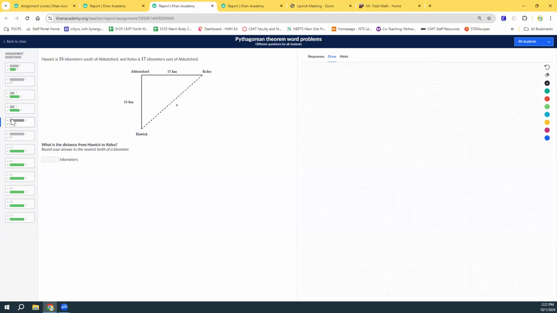Hawick is 15 kilometers south of Abbotsford, and Kelso is 17 kilometers east of Abbotsford. The nice thing is they gave us a picture. What is the distance from Hawick to Kelso? This is easy. We just have to do the Pythagorean theorem. Hawick to Kelso. What's the distance? Okay, so that's C, because this is my right angle, so those are A and B.